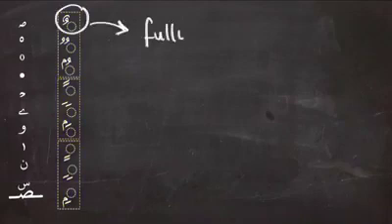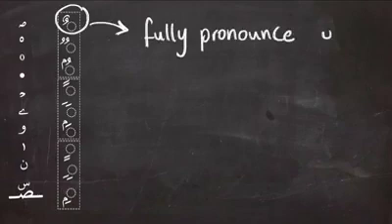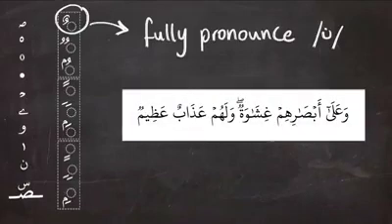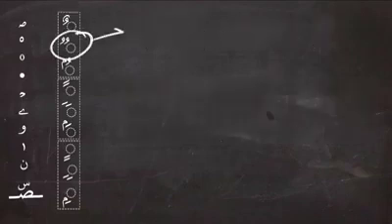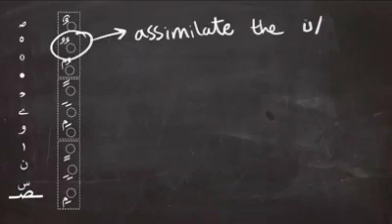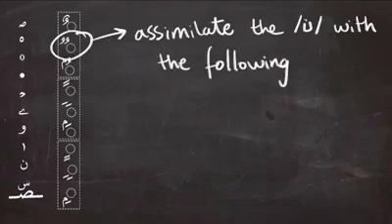The first sign is the normal tanween, in which you will fully pronounce and show the noon at the end of the word, like in this example. وَلَهُمْ عَذَابٌ عَظِيمٌ. The second sign means tanween with assimilation. Assimilation means fusing the noon with whatever sound that comes after it, like in this example.